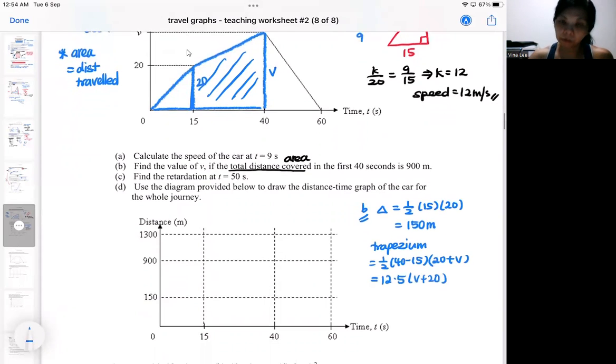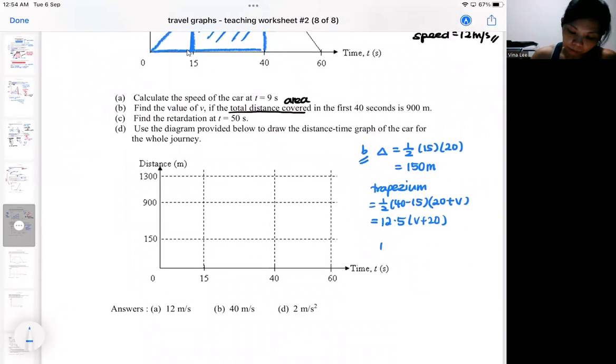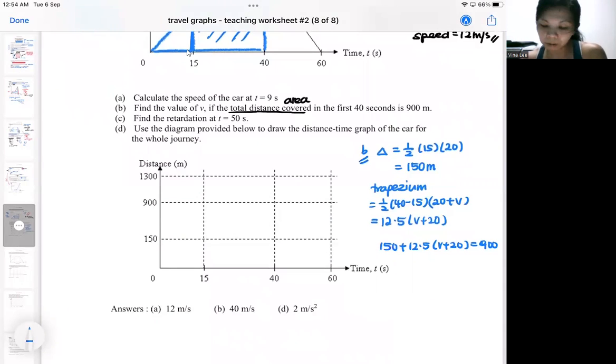So from here, we form the equation. So 150 plus this will be 900. So you do your own equation solving. I think it's quite easy. You just have to be careful. You will get V equal to 40 meter per second. Okay, you go and do it out yourself. So this is making use of the feature of area under graph.